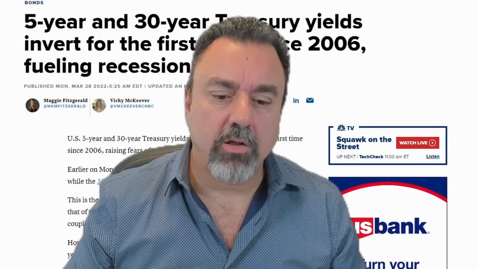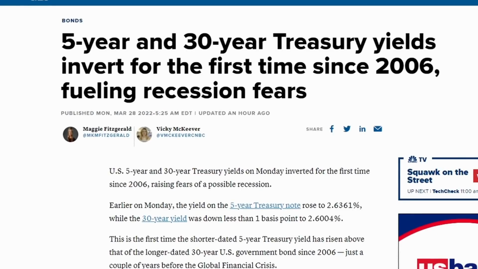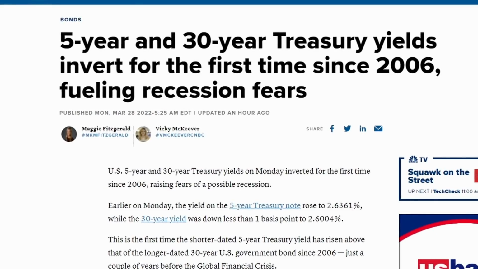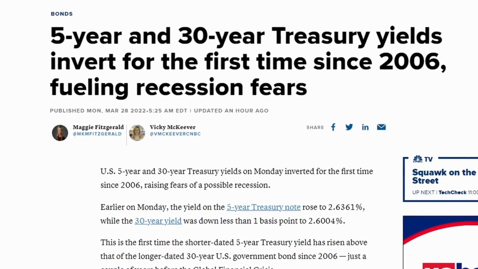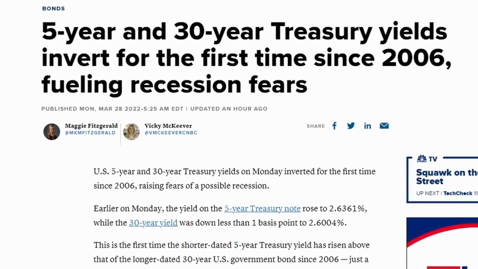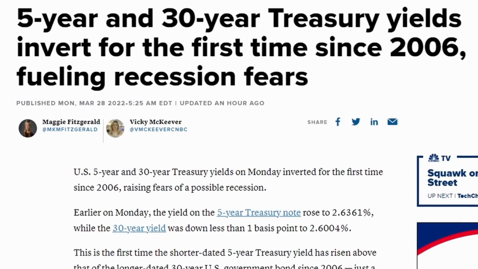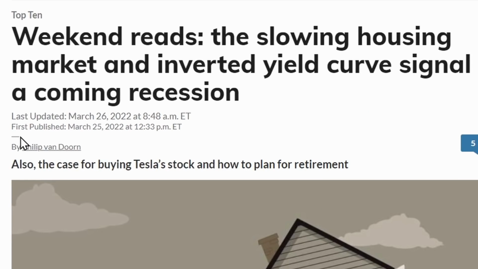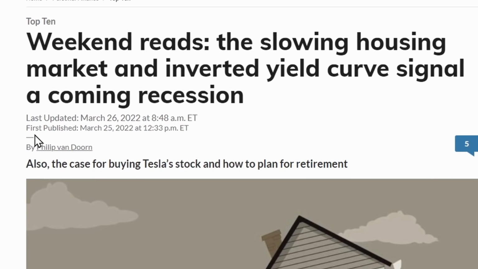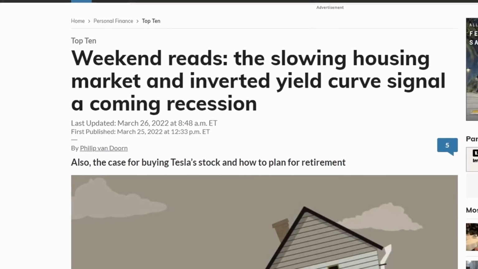The buzzword all around town is the sparking of a recession. So let's look at the headline news, and then we're going to define what is a recession. So the 30-year or the 5-year and the 30-year treasuries invert for the first time since 2006, fueling recession fears. That is CNBC. Let's go to the next one. Market Watch. Weekend reads. The slowing housing market and inverted yield curve signals a coming recession.